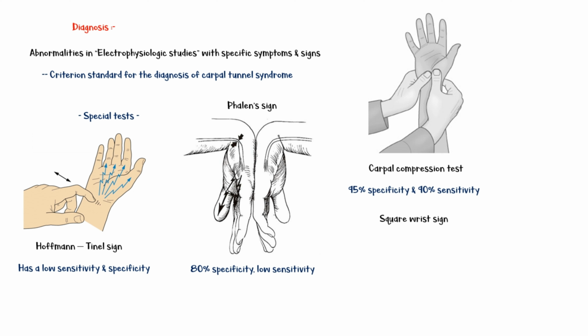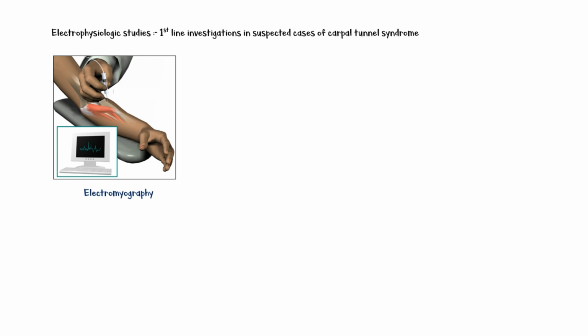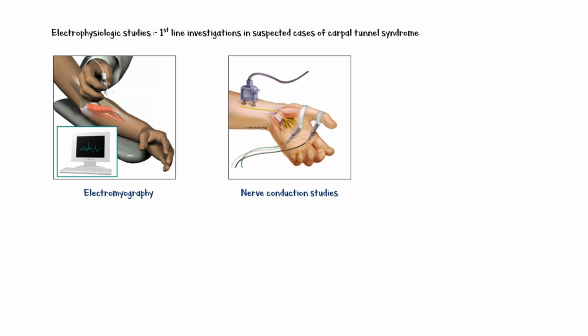Finally, we have the square wrist sign, which measures the ratio between the wrist thickness and wrist width. If the ratio is more than 0.7, it is a positive test. This test has 70% sensitivity and specificity. Electrophysiologic studies are the first-line investigations in patients with suspected carpal tunnel syndrome. These include electromyography and nerve conduction studies. Finally, let's come to the treatment.